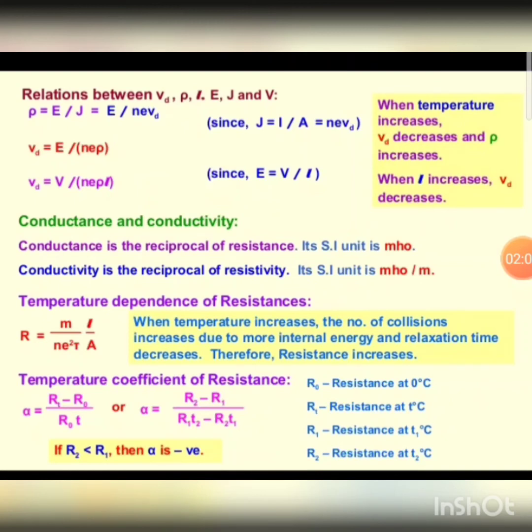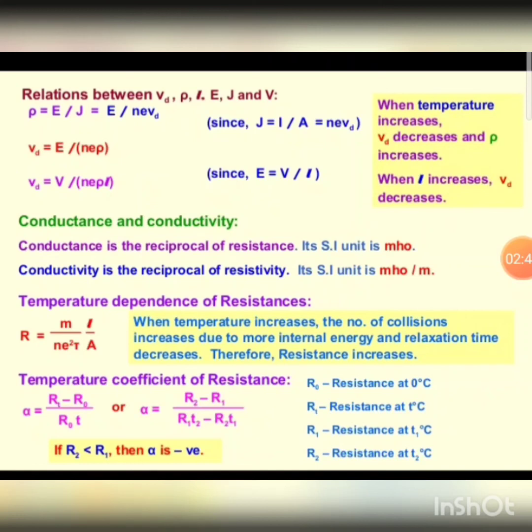Resistance depends upon the temperature. Therefore, the value of R is equal to m by n e squared tau into L by A. When temperature increases, the number of collisions increases due to the more internal energy and relaxation time decreases. Therefore, resistance increases. So, temperature coefficient of resistance is defined by alpha is equal to Rt minus R0 divided by R0 t, or alpha is equal to R2 minus R1 by R1 T2 minus R2 T1.